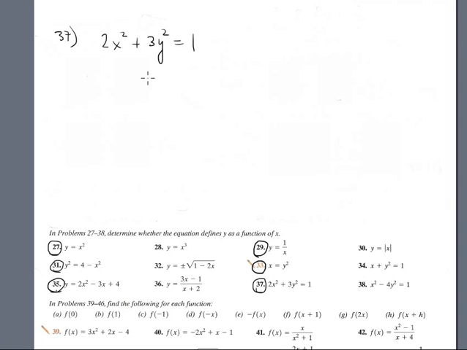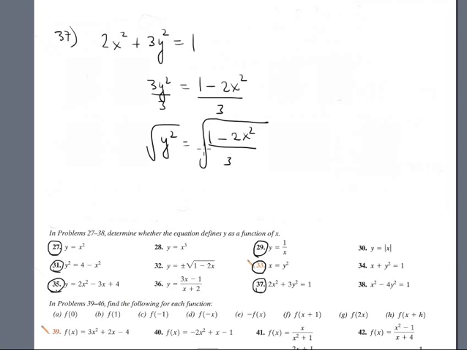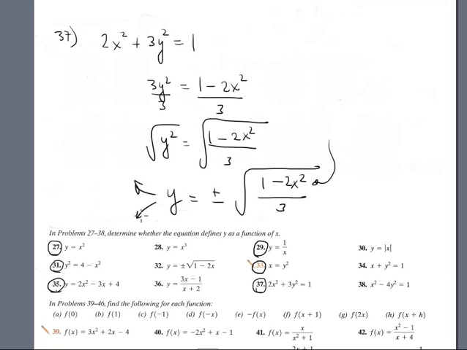You solve for y. So 3y squared is equal to 1 minus 2x squared, divided by 3 on both sides. Y squared is equal to 1 minus 2x squared over 3. Now take the square root of both sides because I want to isolate y. Y is equal to plus or minus the square root of 1 minus 2x squared over 3. It's obvious that one value of x produces two values of y, one positive and another negative. Not a function again. This is 37, not a function.